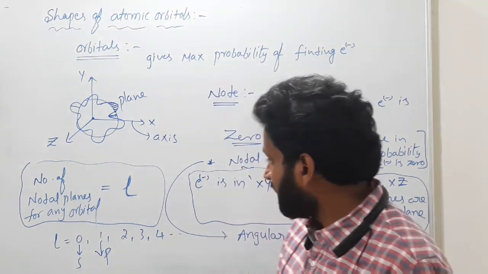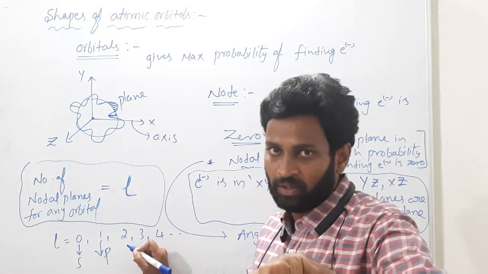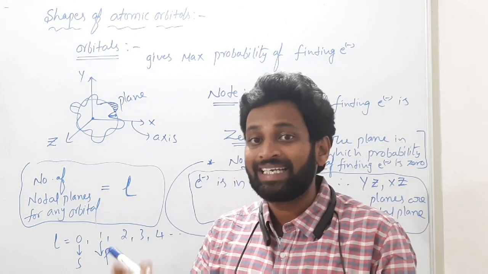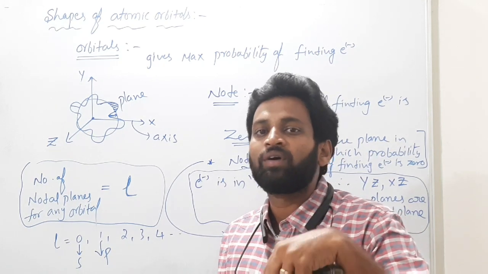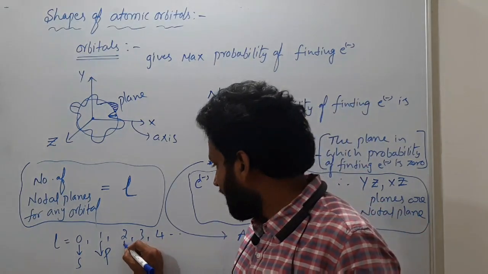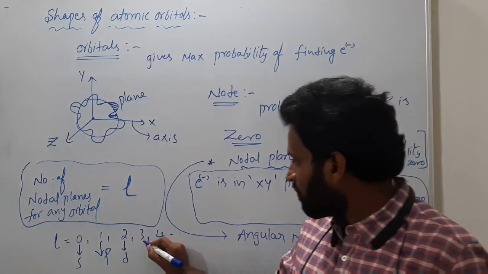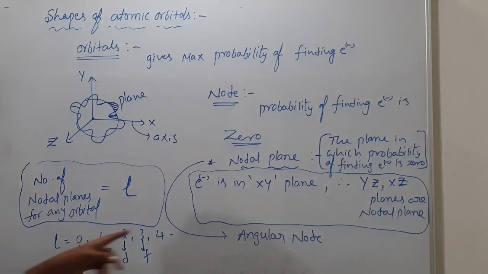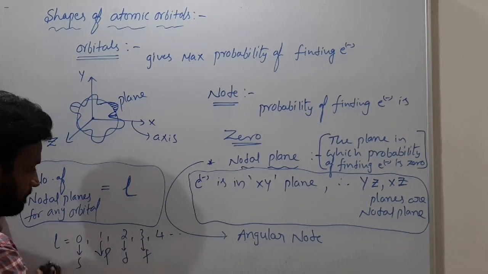Got it clearly? For the d subshell, d has 5 d orbitals. Clarity? The d subshell has 5 degenerate orbitals. So simply I will say every time, for d, how many nodal planes? The l value is 2 for the d subshell. The l value is 3 for the f subshell. So you can say how many nodal planes or angular nodes for a particular degenerate orbital.